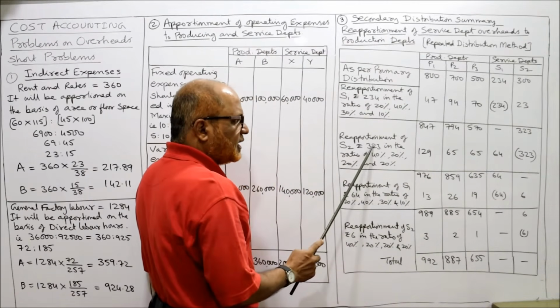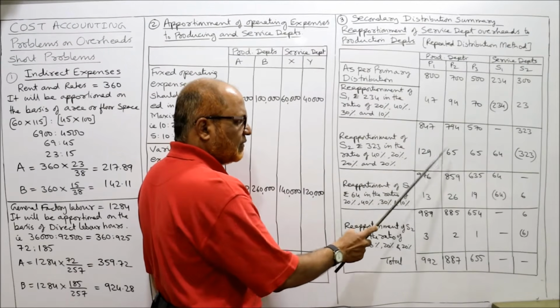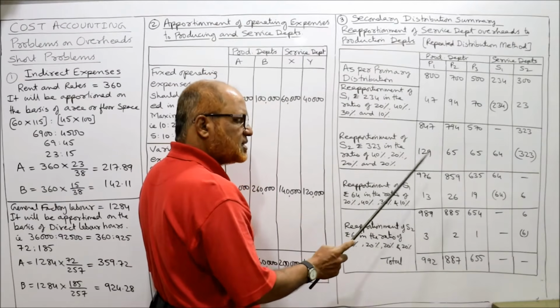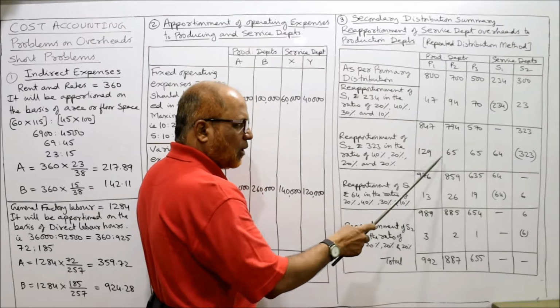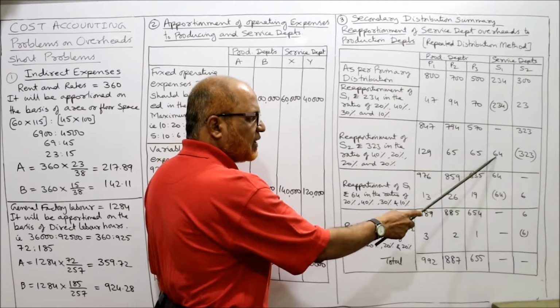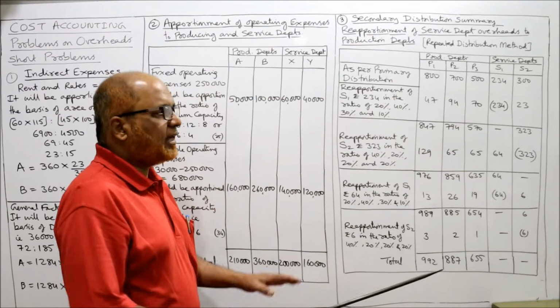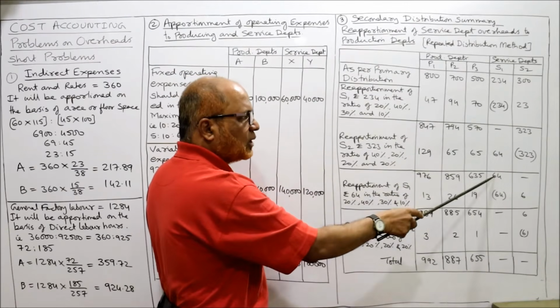Now 323 into 40% is 129. 323 into 20% is 65. But I am taking 64 because we want to round off. If you add up all the 4 amounts, you must get 323. If I take 65 here also, it will not be 323, it will be 324. So for rounding off I have taken 64 here. Right? Now we'll find out the total.